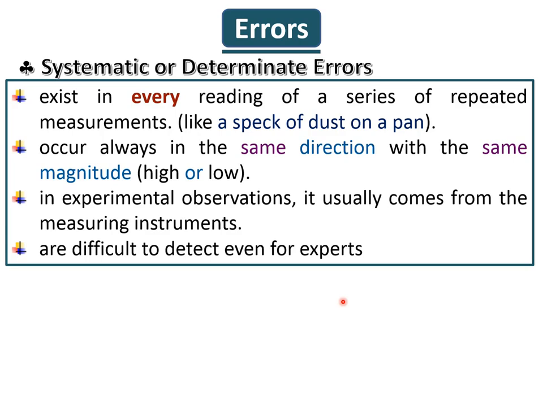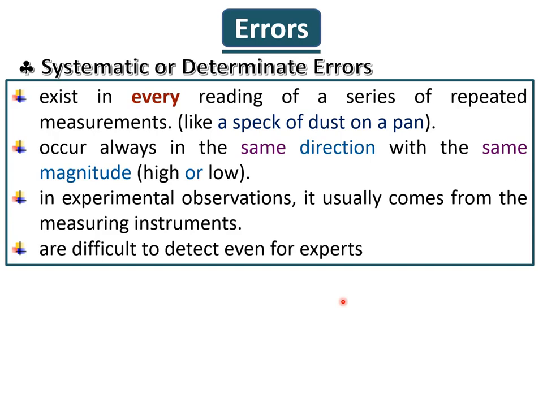Even with the scales when you go to buy some tomatoes or any vegetables, the balance is calibrated some way to get an approximate mass of the material. It's not exactly the same, not true 100%, but approximated. So knowing a true value for anything is very difficult, and this type of error is related to the true value. That's why they say systematic errors are difficult to detect even for experts.